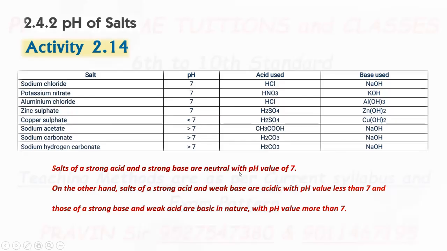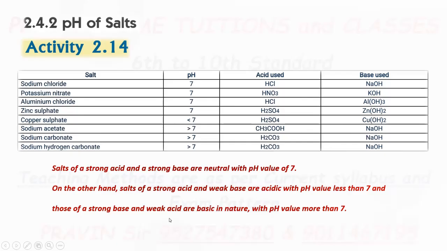Now, when salts are formed from the reaction of strong acid and weak base, then these salts are acidic in nature with pH value less than 7. Example is copper sulfate. pH value is less than 7, formed from H2SO4 and Cu(OH)2.